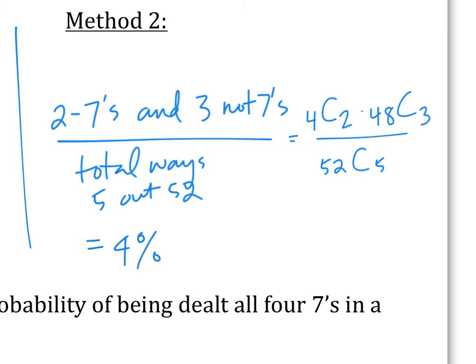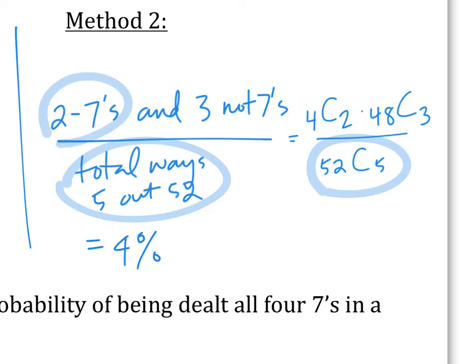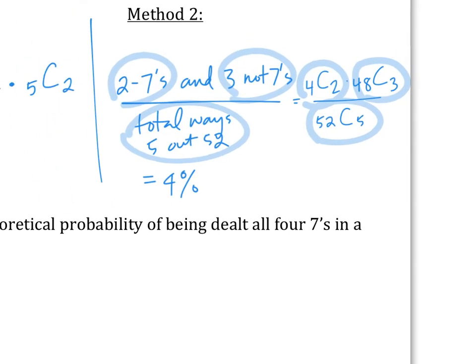Let me just do this part again. Total number of ways is the total number of ways you can get 5 cards out of 52. So that is 52C5. How many ways can you get 2 sevens? Well, what is the total? 4. You want 2. How many ways can you get not 7s? There are 48 cards that are not 7. You want 3 of them. So 48C3. The first time you see it, it's a little bit tricky. Hopefully, once we do it a few more times, it will get a little better.